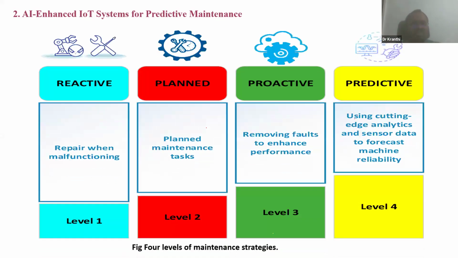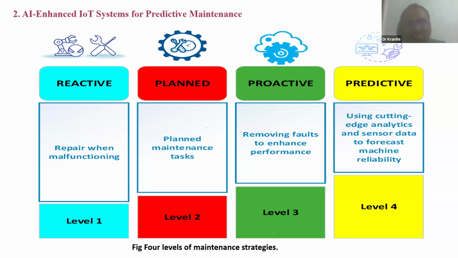So here, I'm representing different types of maintenance for IoT systems. We start with the most basic approach, which is reactive maintenance, level 1: repair when malfunctioning. This is what we often call the run-to-failure method. Here we repair a machine only when it malfunctions. It's simple, but it usually leads to unexpected downtime, higher cost, and sometimes safety risk also. So that is called reactive maintenance.